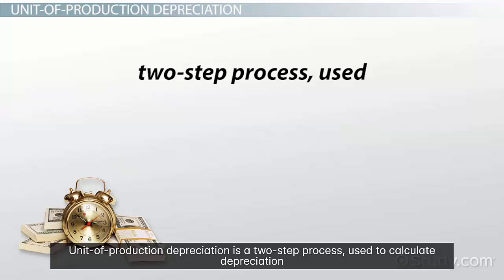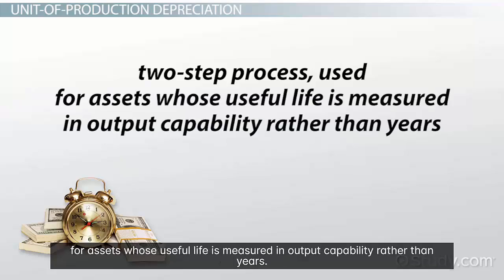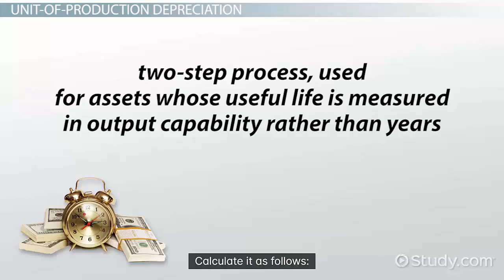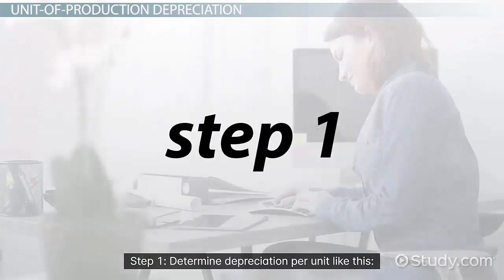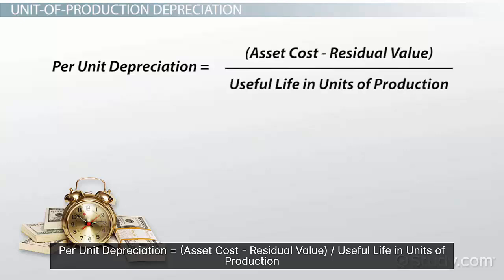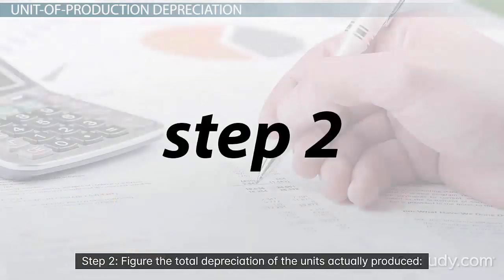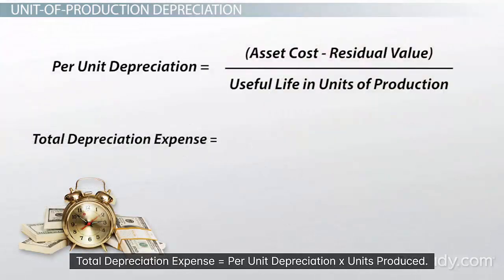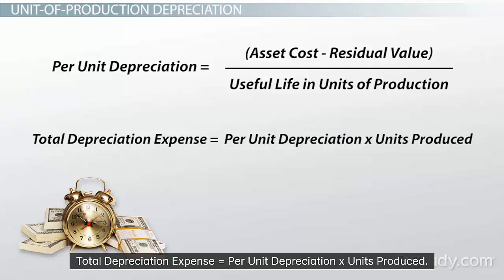Unit of production depreciation is a 2-step process used to calculate depreciation for assets whose useful life is measured in output capability rather than years. Calculated as follows. Step 1. Determine depreciation per unit like this. Per unit depreciation equals asset cost minus residual value over useful life in units of production. Step 2. Figure out the total depreciation of the units actually produced. Total depreciation expense equals per unit depreciation times units produced.